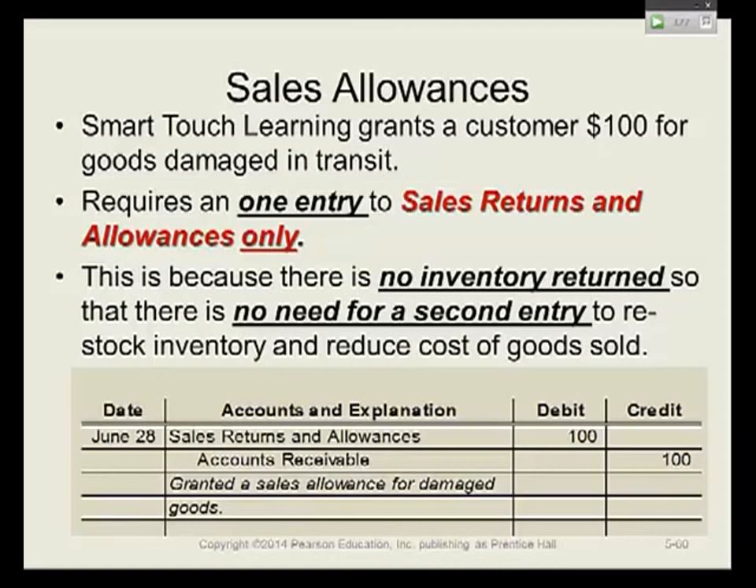Going back to the ledger accounts, you'll notice that sales, returns, and allowances, of course, is hit first. In this case, there's an allowance, and that account is now 1,006. And we're going to reduce accounts receivable for 100.